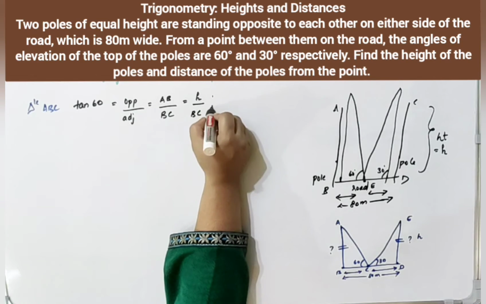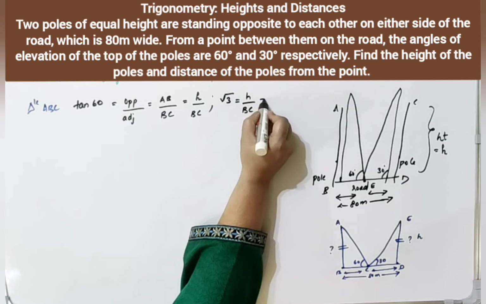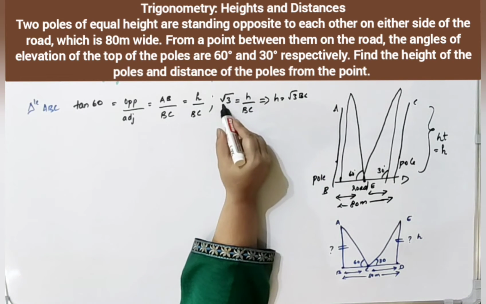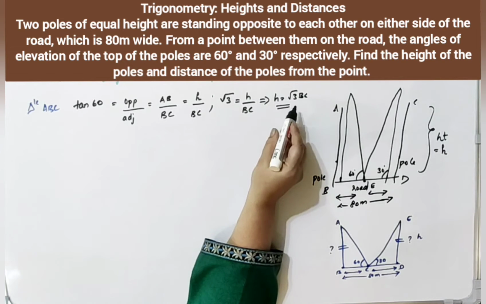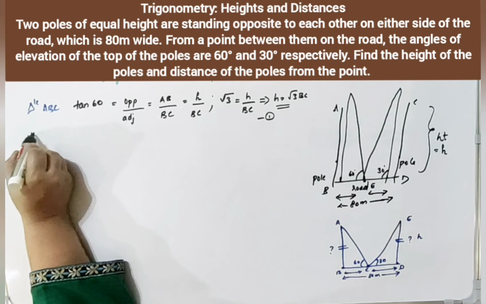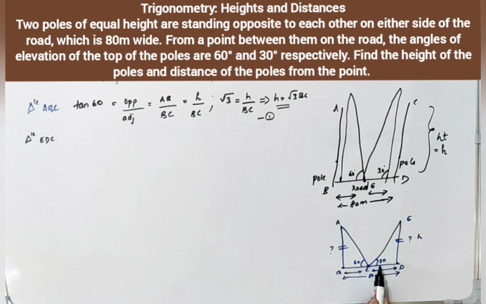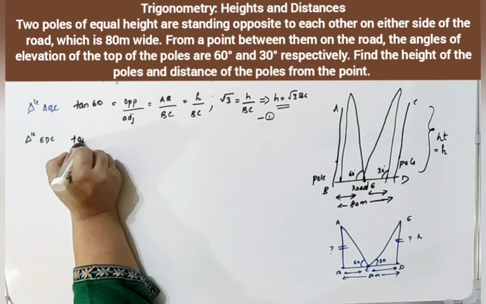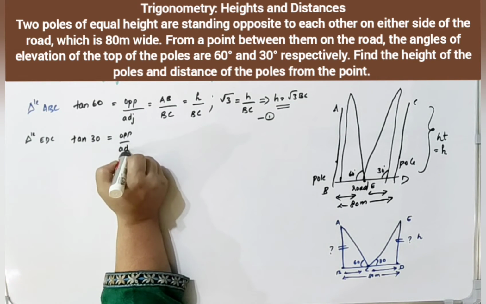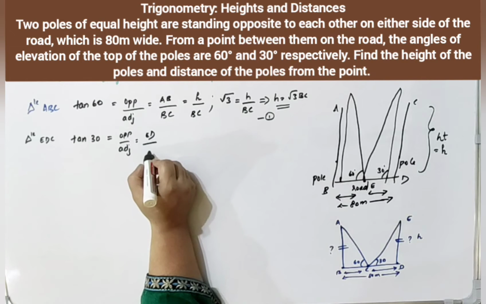Tan 60 is root 3. So root 3 is H by BC, which means H is equal to root 3 into BC. We have taken BC on the other side and kept H on one side. So let's call this as equation 1. Now let's take triangle EDC, and the angle we have is 30 degree. So we'll take tan 30. Tan 30 is opposite side by adjacent side, which is ED in this case. Opposite to 30 is ED by CD.